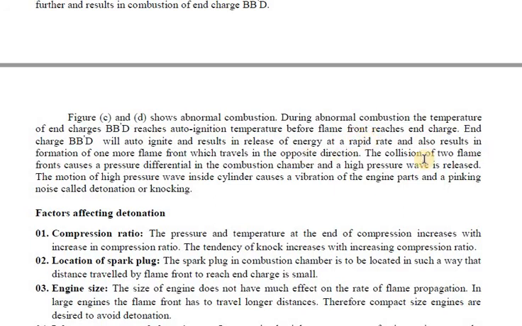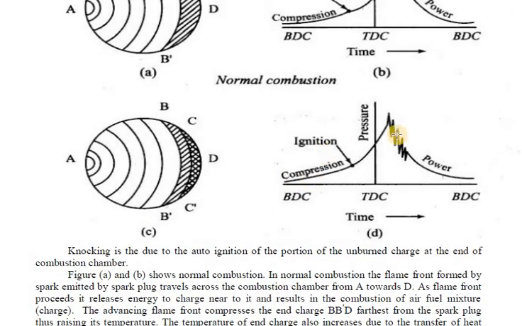Okay, so the end charge B, B dash and D will auto ignite and release energy at a rapid rate, which also results in the formation of one more flame front that travels in the opposite direction. The collision of the two flame fronts causes pressure differentials in the combustion chamber, and a high pressure wave is released. The motion of the high pressure wave inside the cylinder causes vibration of the engine parts and the pinking noise called detonation or knocking. So this is what knocking is, and that's why in the graph it is shown as a zigzag line here.